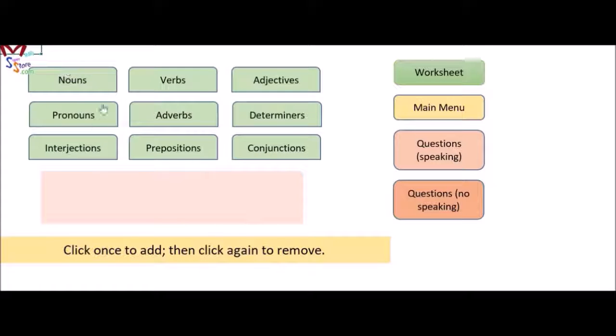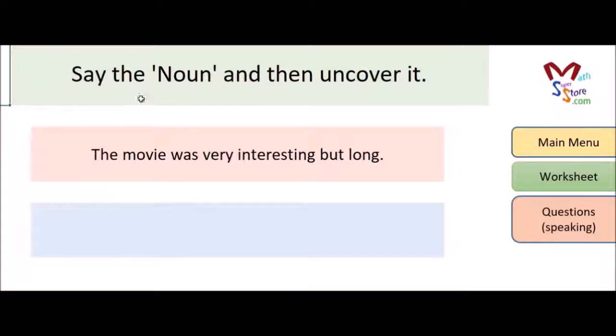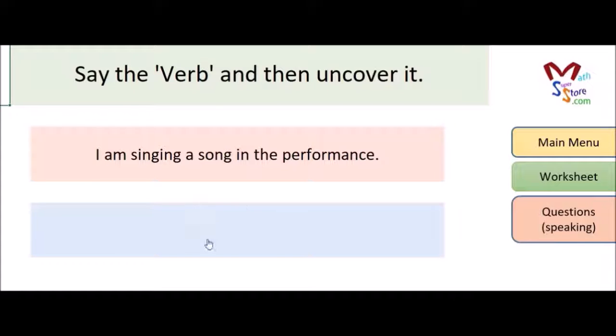If we go to the main menu, select mixture. Here we can choose. We can have nouns and we can have verbs. We can choose them all or any combination we want. And we can go to no speaking questions. So here we have, we're finding the noun this time, the movie. And when it changes now, it's a verb. So it'll be singing and it'll come up with a random selection of nouns, verbs, and I think it was adverbs which I chose. So be lost.